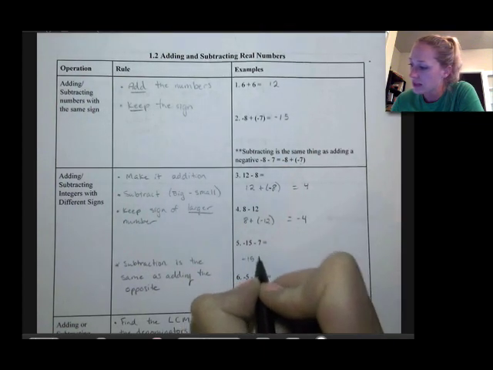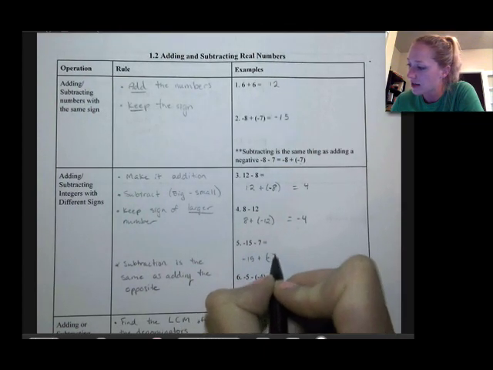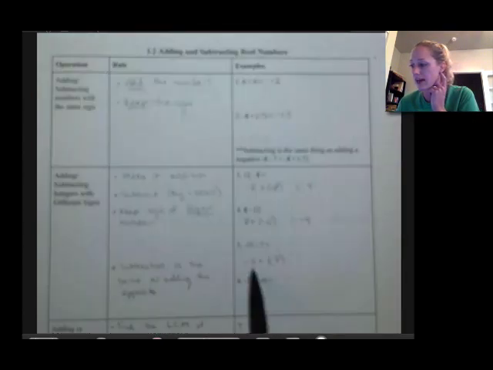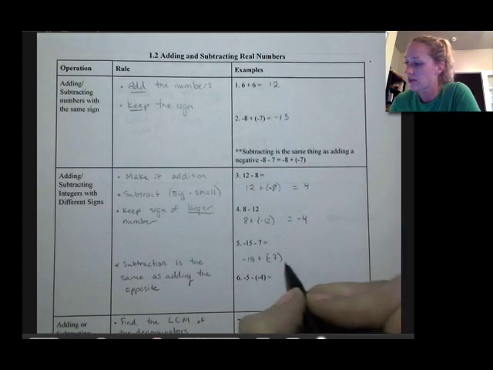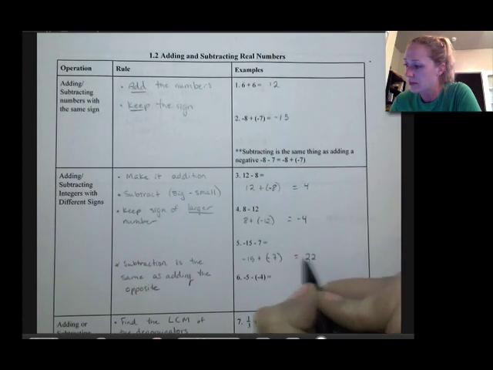Negative 15 plus negative 7, well, that turns into our rule from up above. I have two negatives that I'm just adding together, so I'm going to get 15 plus 7 is 22, and I'm keeping the sign.